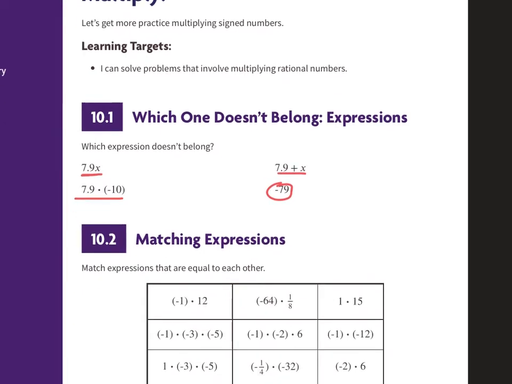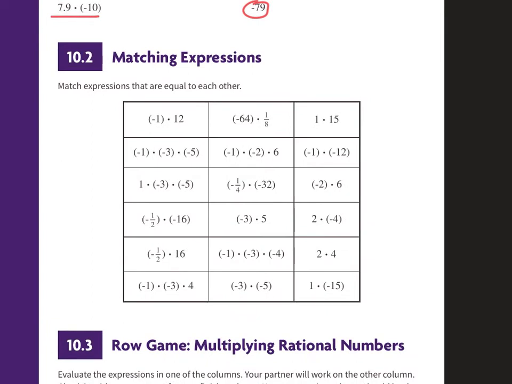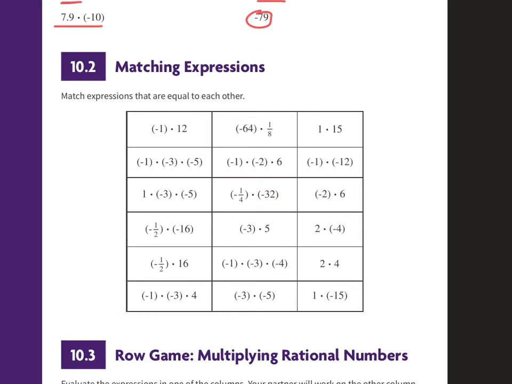So let's turn to page 94. Match expressions that are equal to each other. So what we're going to do is we're just going to go through and solve all of these and just match. So there's one in this column that matches up. So there's one that matches up in each of the columns. So -1 times 12 is -12. -1 times -3 is +3. +3 times -5 is -15.